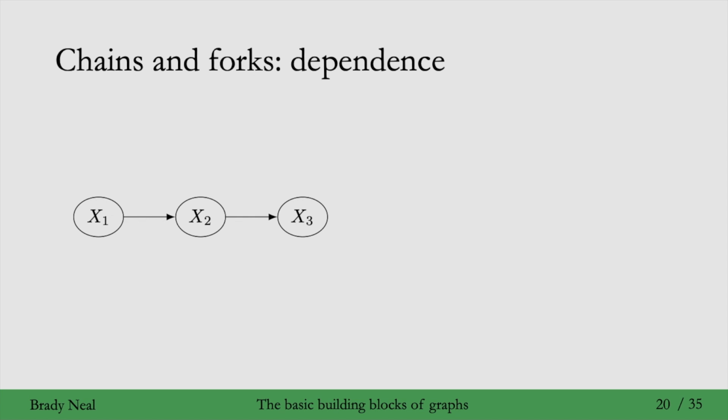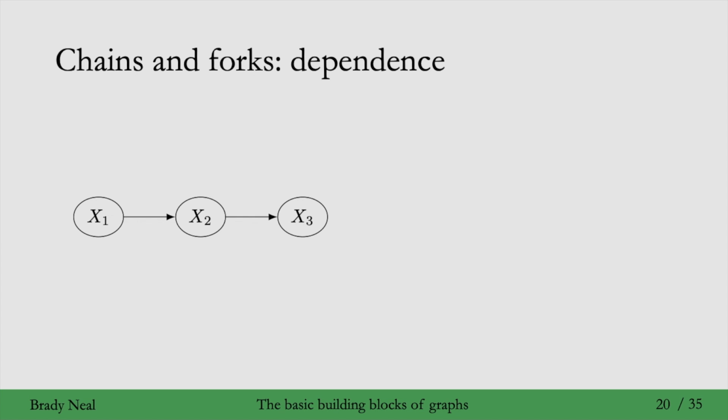So we'll first talk about dependence in chains and forks. Here we have a chain, and we know that x1 and x2 are dependent simply because of minimality or the causal edges assumption. Same with x2 and x3. But what about x1 and x3?